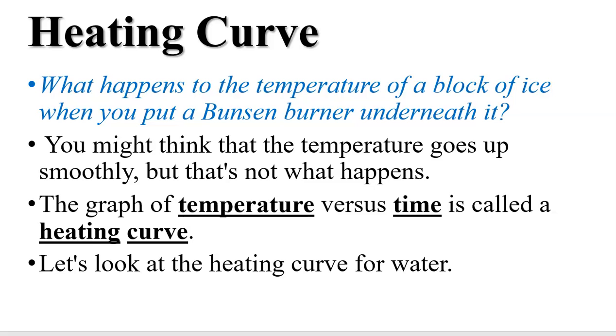So we can do a thought experiment where we say, what happens to the temperature of a block of ice when you put a Bunsen burner underneath it? Most students would think that the temperature goes up smoothly, but that is actually not what happens. There is a graph of temperature versus time, and this is what we call the heating curve. Right now we're going to look at the heating curve for water.